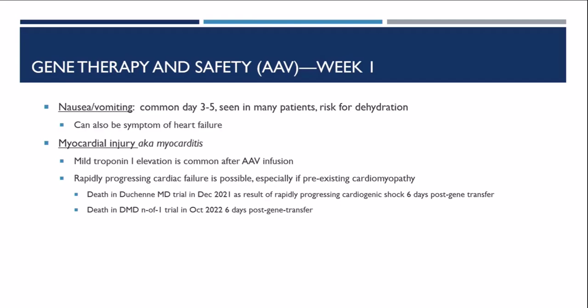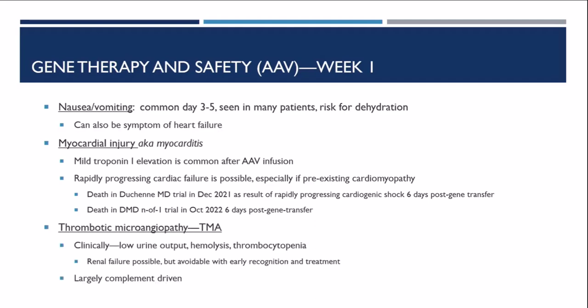And I do want to make a point that we should probably move away from the terminology of myocarditis. As we've seen some of these cases come up, they tend not to be particularly inflammatory, but they are myocardial injury, and you see this troponin elevation, which is really common in almost every patient we treat with AAV. But the thing that can happen is that it can really get out of control, with rapidly progressive cardiac failure leading to death, and we've seen that in 2 different cases now, and I'll give you a little more detail on those in a minute.